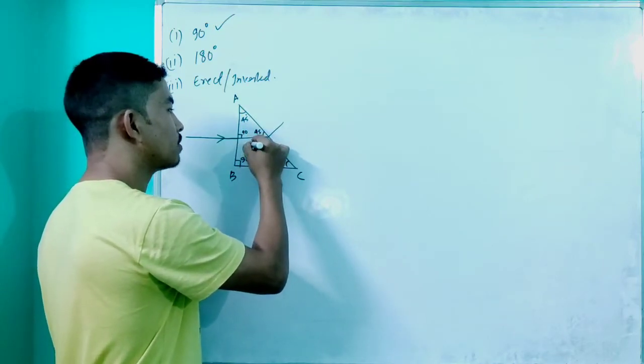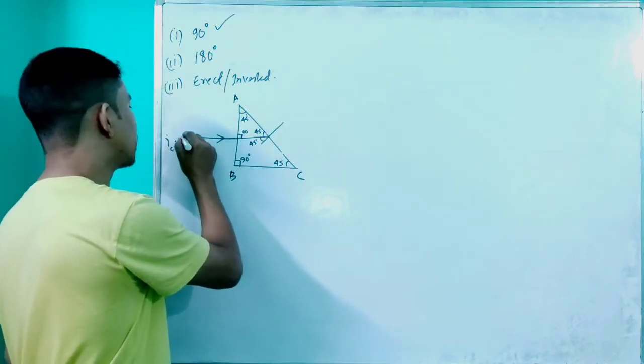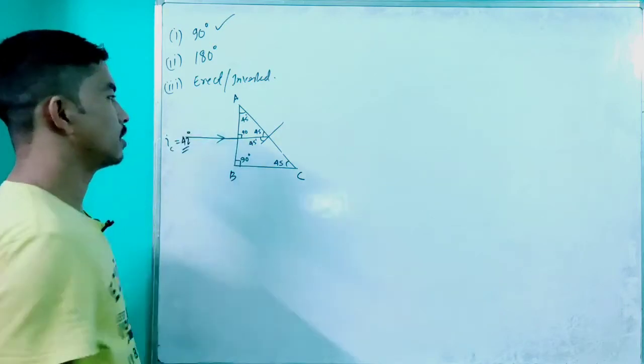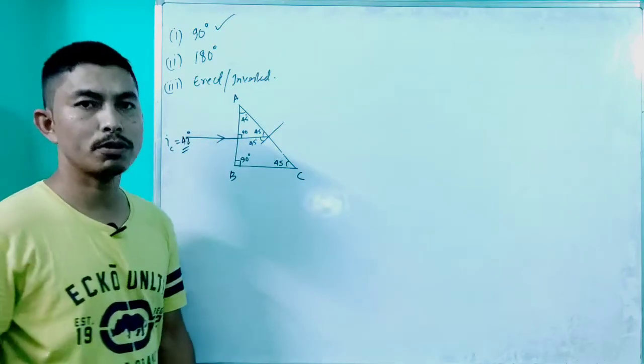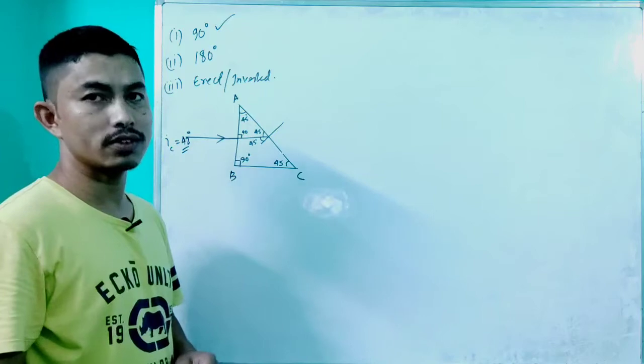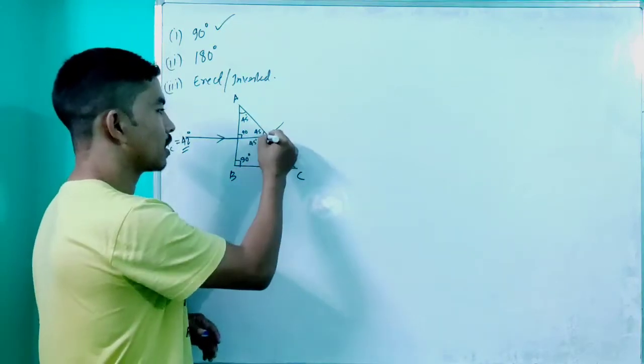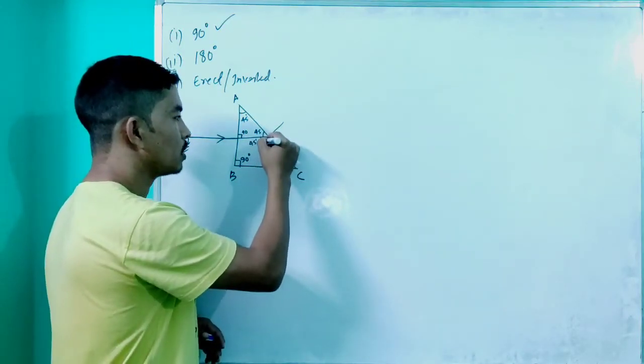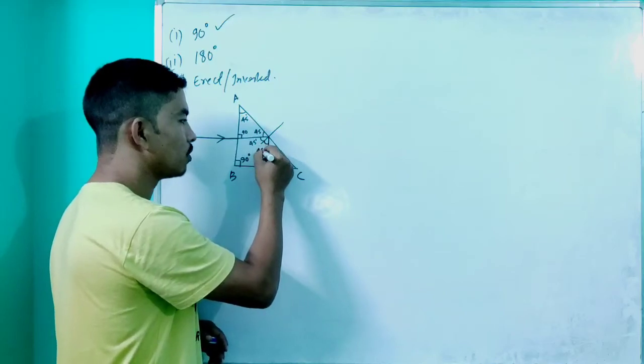And thus the angle of incidence is 45, which is greater than the critical angle, that is 42 degrees. So in this case the ray of light will be totally reflected back into the denser medium. Here in this case it's the glass. So it reflects back with the angle of reflection as 45 degrees.